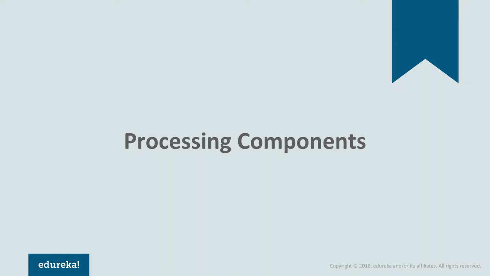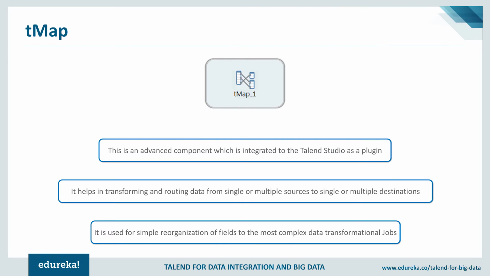So now let's see what are the widely used processing components. Let's see what is the first processing component. tMap is a very widely used component in Talend because it is multi-purpose and very user-friendly to configure. This is an advanced component which is integrated into Talend Studio as a plugin. It helps in transforming and routing data from single or multiple sources, which can be heterogeneous, to a single or multiple destinations as well.